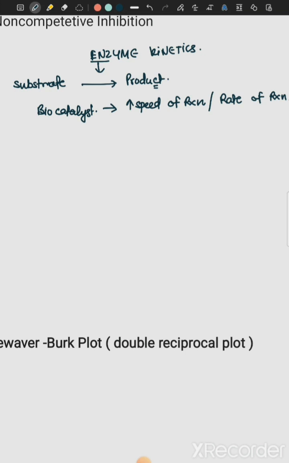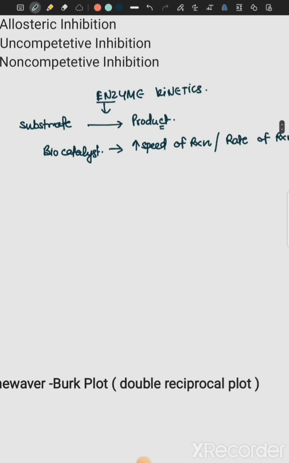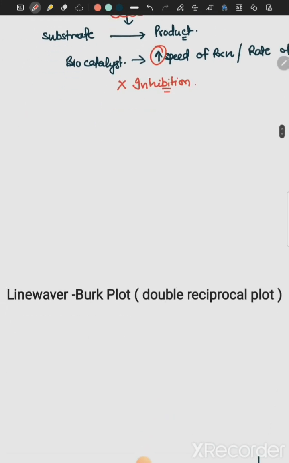In the given question it is asking about inhibition. Inhibition means that the enzyme is acting and increasing the speed, and now there is some sort of inhibition. Inhibition can be basically two types. The first one can be competitive inhibition, or the next one is non-competitive.